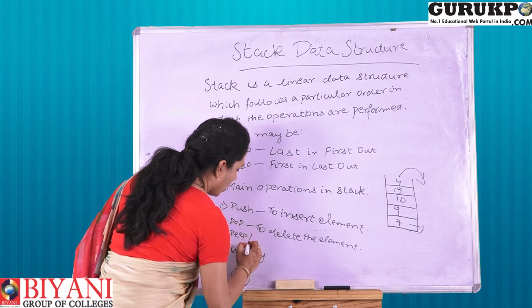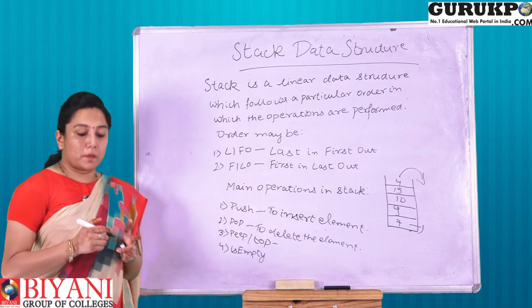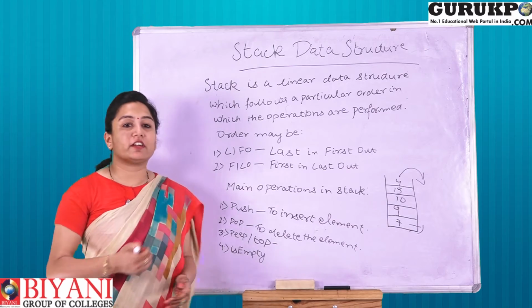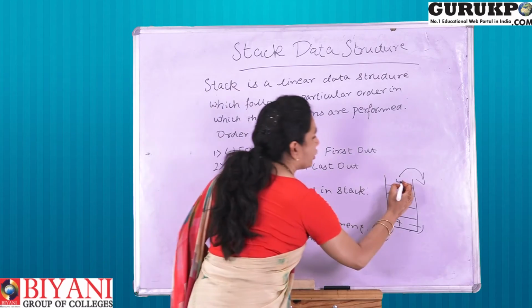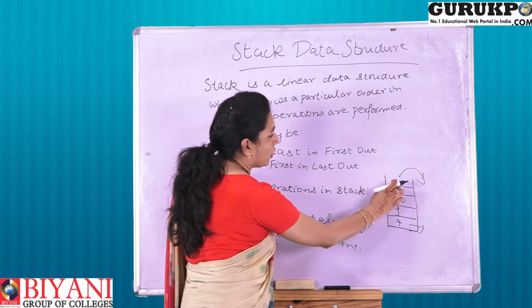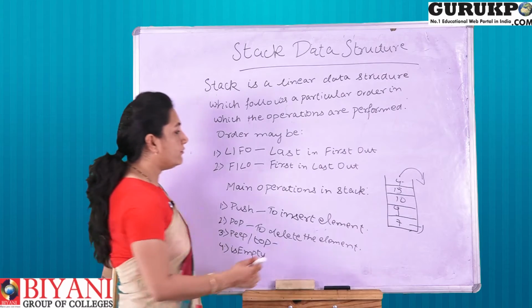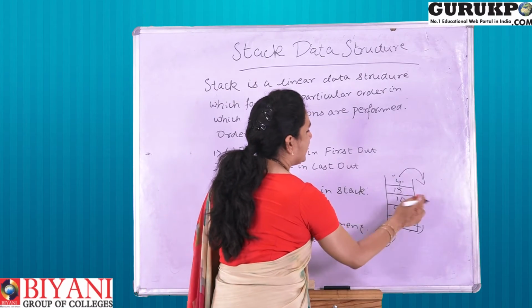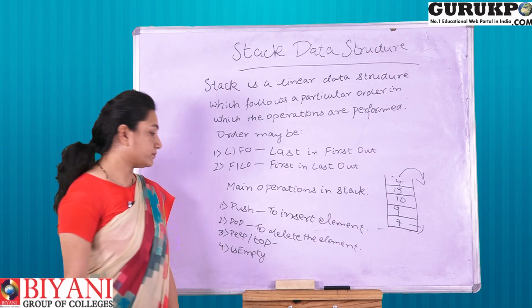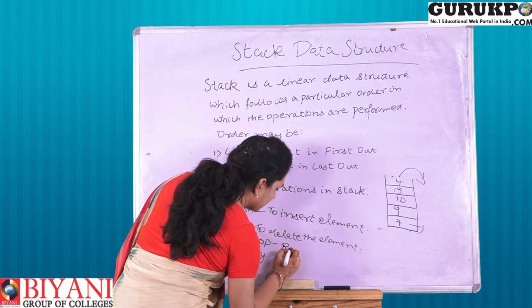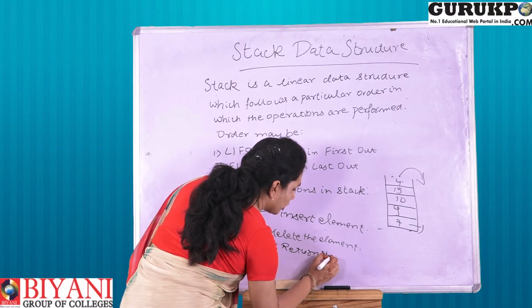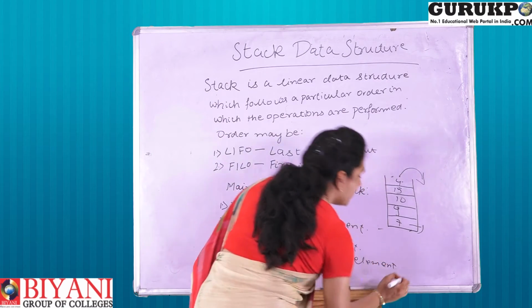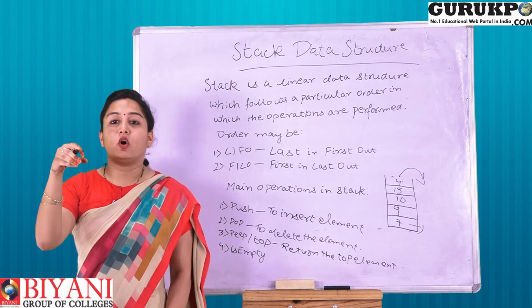Third one is peep or top. Peep or top means if we call the method peep, then it will return the element of the stack which is on the top of the stack. Here in this stack, the top element of the stack is 4. So if we call the operation peep for this particular stack, it will return the top element of the stack, that is 4. So this operation returns the top element. That means it peeps into the stack to see which element is on the top.